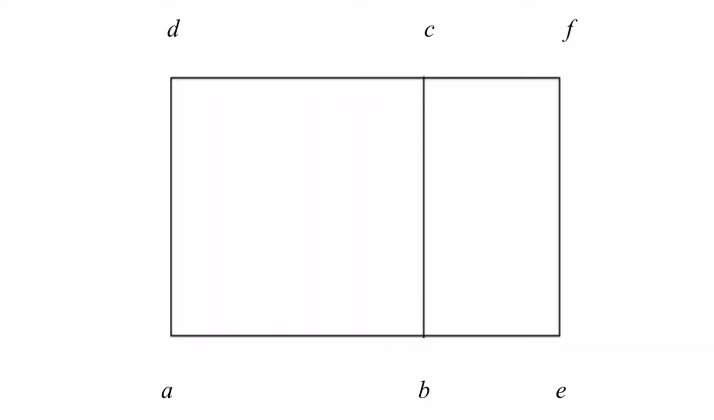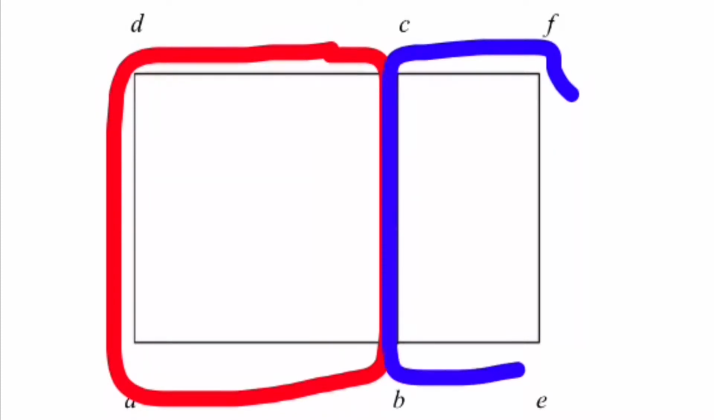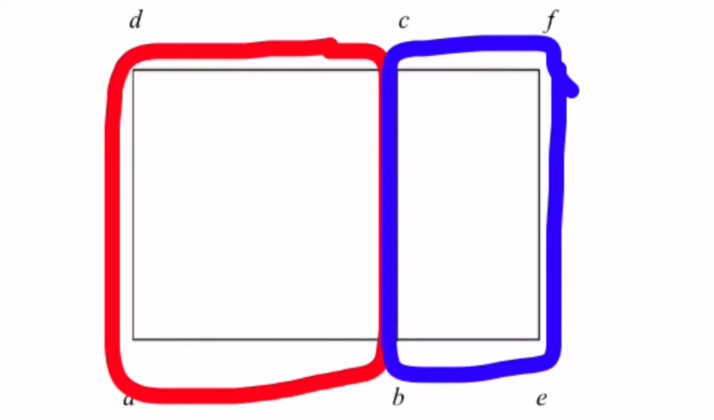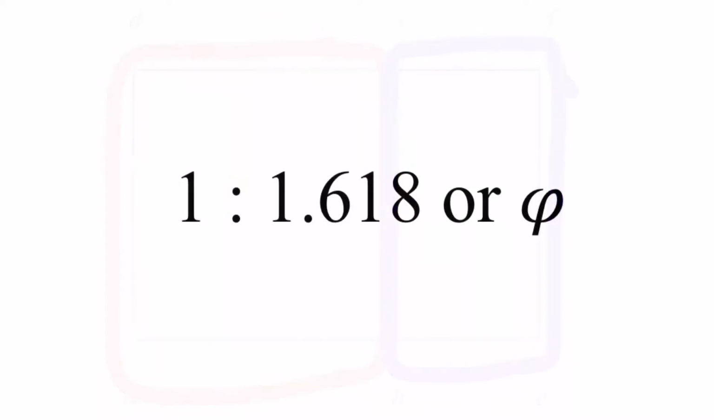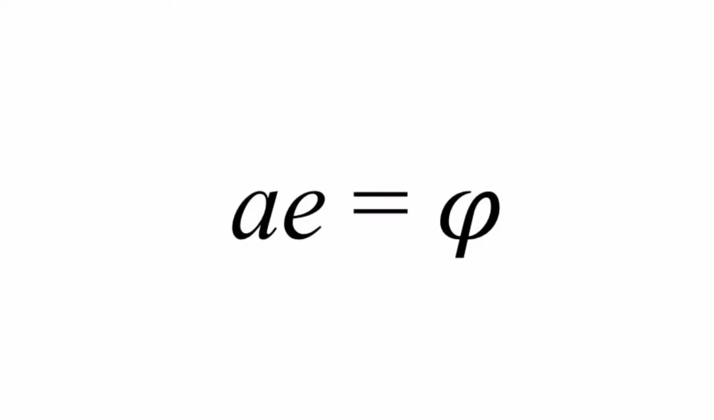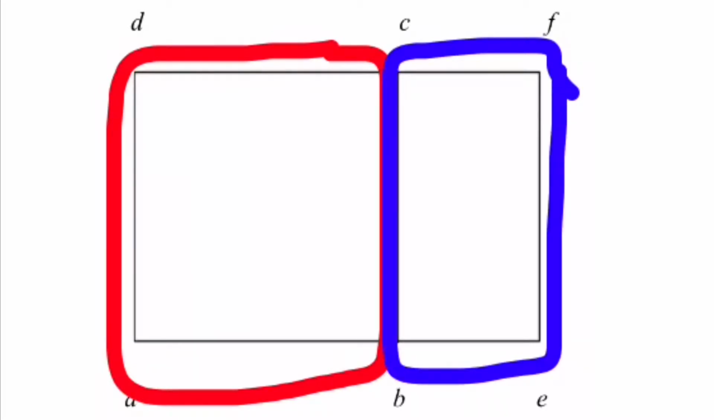Golden rectangle AEFD is made up of one square and another rectangle, and we want to prove that this rectangle is the golden rectangle. So square ABCD is combined with rectangle BEFC to create one big golden rectangle. We know that there is a 1 to 1.618, or phi, ratio in a golden rectangle. We know this because AD equals 1 unit and AE equals phi. We want to prove that rectangle BEFC is a golden rectangle.